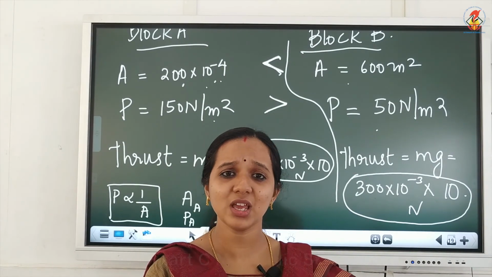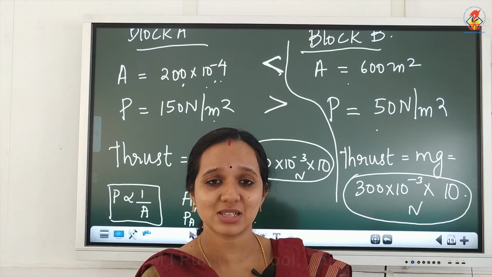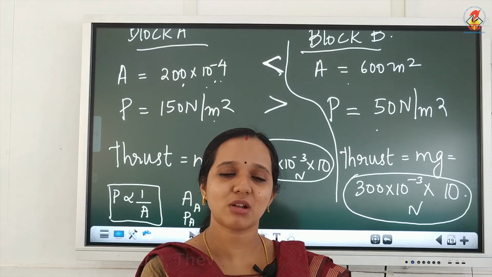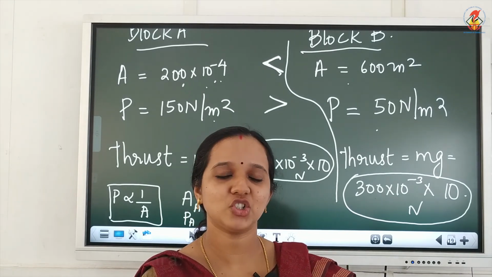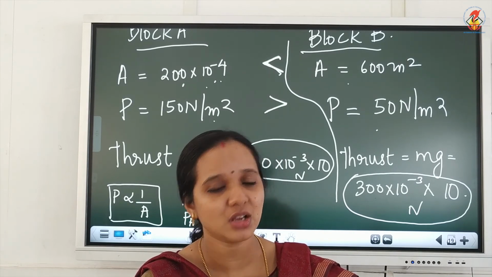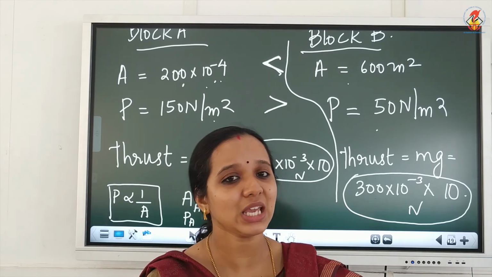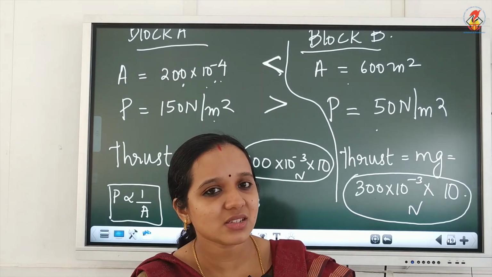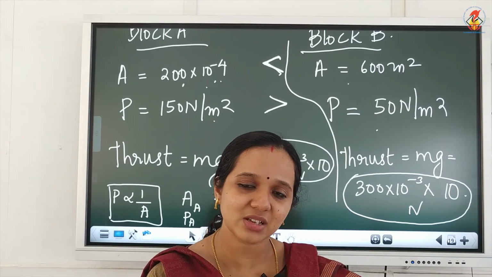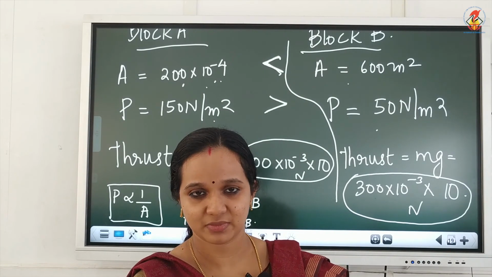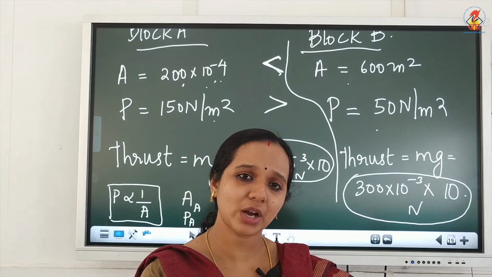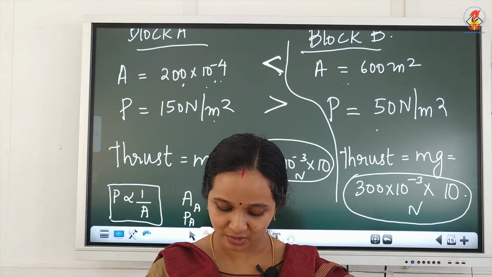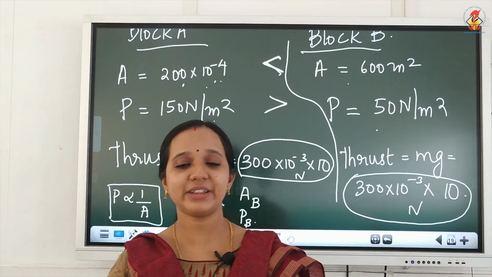Thrust remains the same throughout. Thrust is equivalent to the perpendicular force, and you can find thrust using the formula mg. And in order to find pressure, use the formula F by A. As area increases, pressure will decrease; as area decreases, pressure will increase. And when you do a problem, you need to convert all the units into the SI unit. Hope the portions are clear.